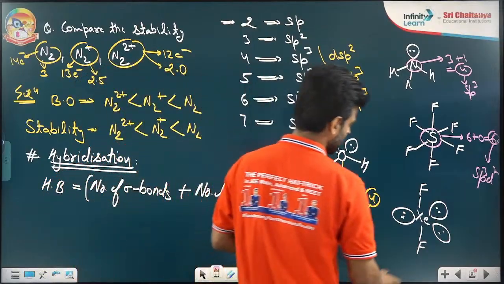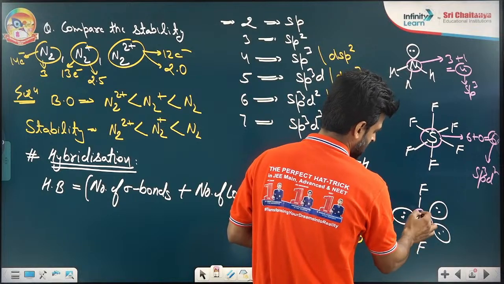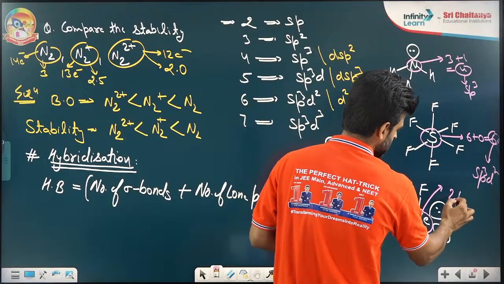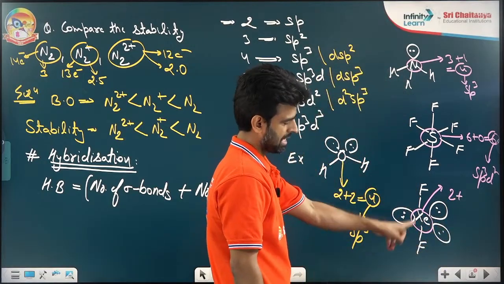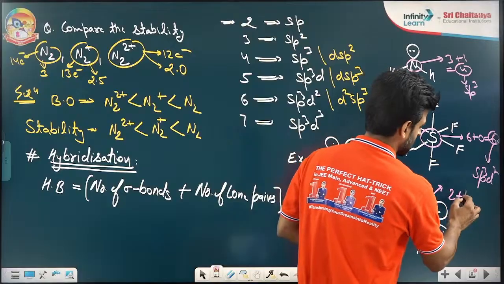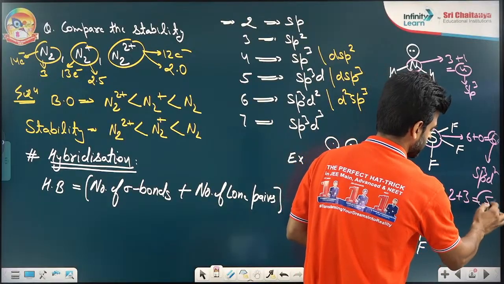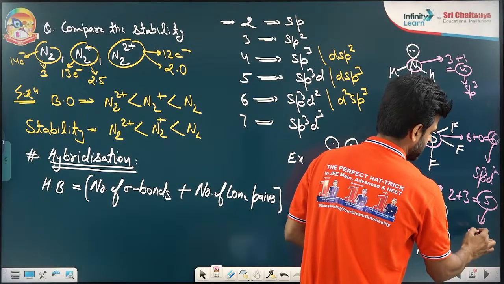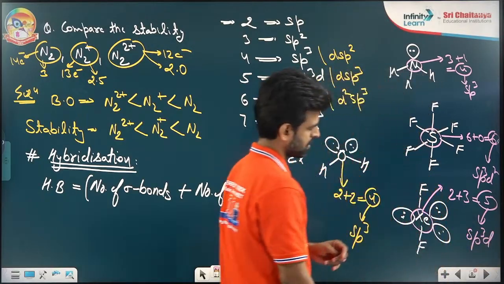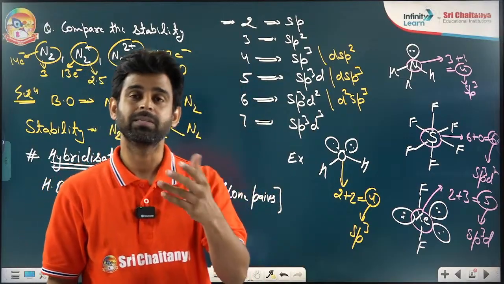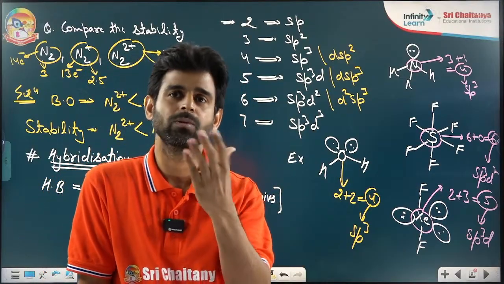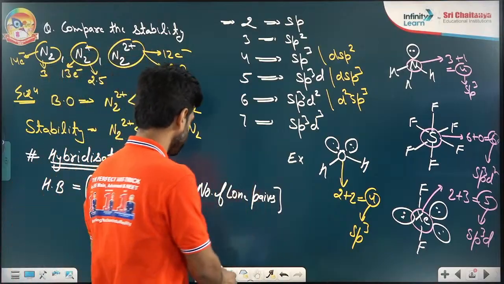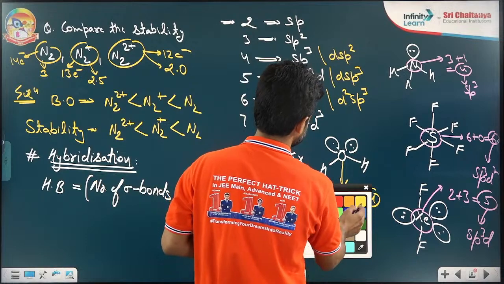And the next case, XeF2. In XeF2, xenon has 2 sigma bonds and 3 lone pairs. Total how many things? 5. So 5 means, you know very well, it's sp3d. So count sigma bonds plus lone pairs, and easily you can give the hybridization. Clear? Very good.